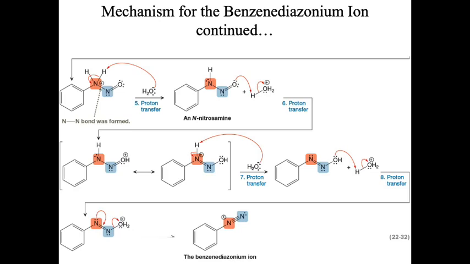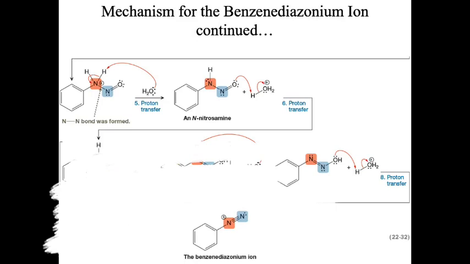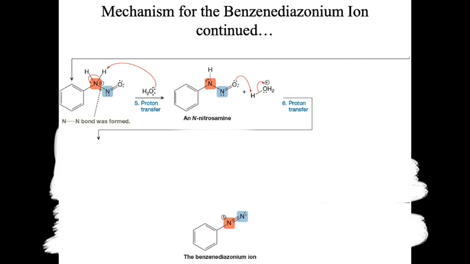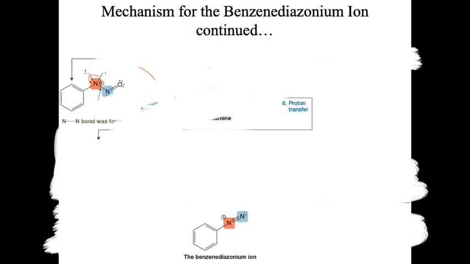So I'm going to erase everything except for that structure at the bottom and let that structure kind of sink in a little bit. So look at it, think about it, evaluate it, tell me what you see. Could act as either nucleophile or electrophile. What's that? Could act as either nucleophile or electrophile.